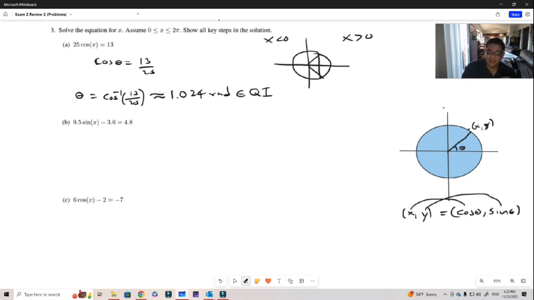Now to obtain the value in the fourth quadrant, so my second answer, theta 2, is just going to be what? It's just going to be the entire 2 pi, but I'm going to subtract the angle that I just got. And so that's going to be 5.259. Okay, and this is also radians.